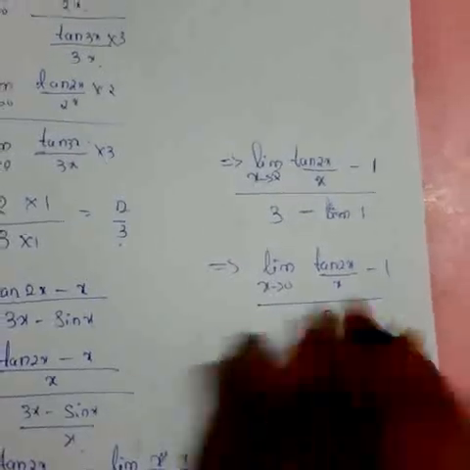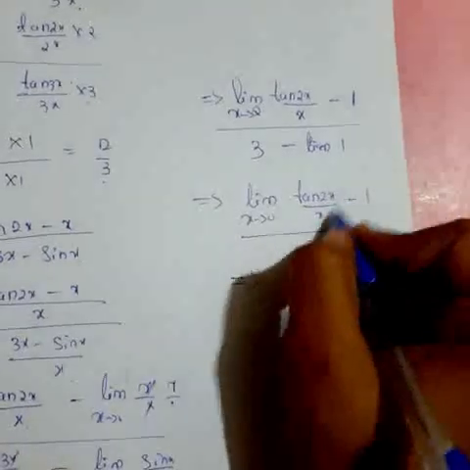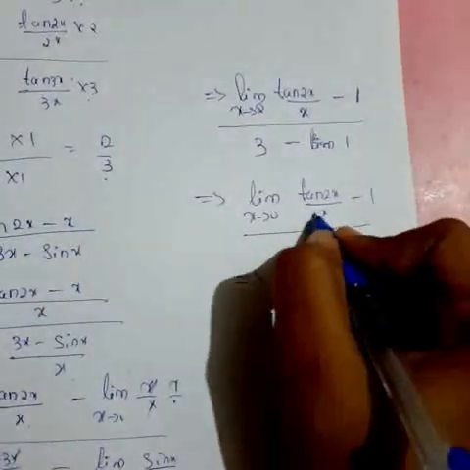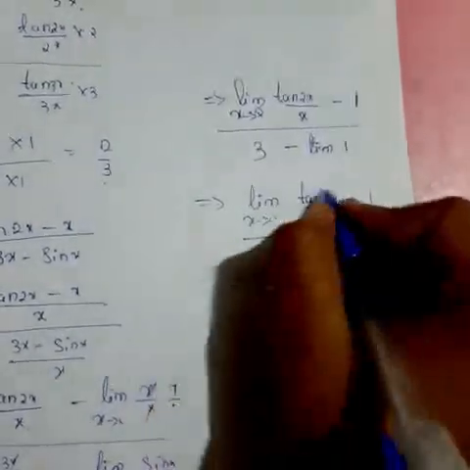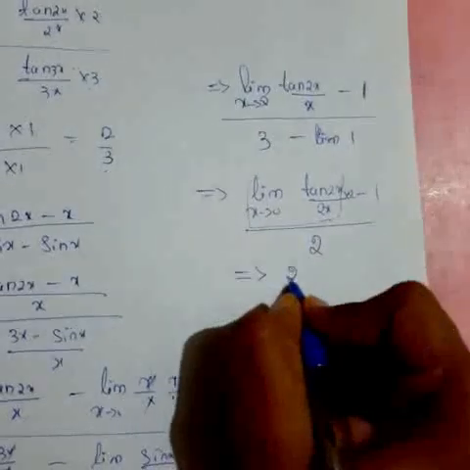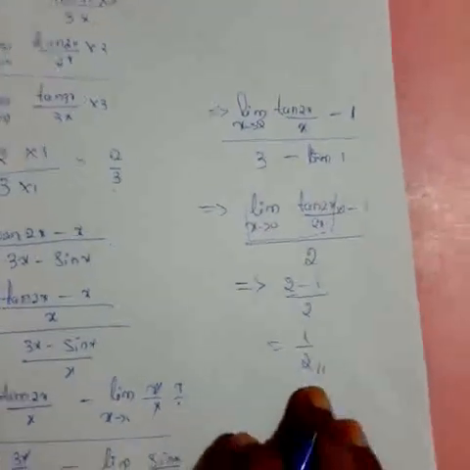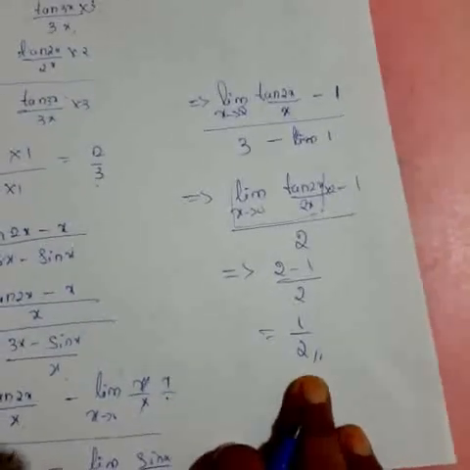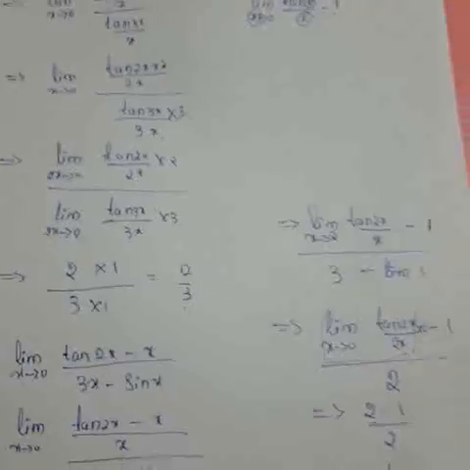Okay, next see here, in this term there is no 2 in the denominator, so multiply and divide by 2. You will get this standard term as 1, into 2, you will get 2, minus 1, divided by 2. It means 1 by 2, this is your answer. Okay, then see the next question.